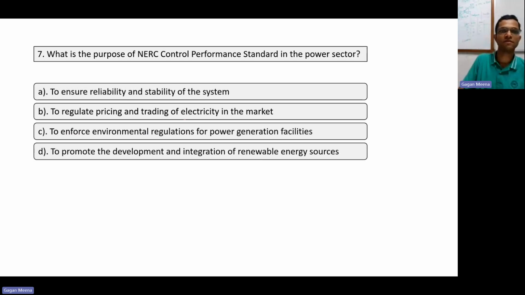Then what is the purpose of NERC? Control performance standard in power sector. To enforce environmental regulation? No. To regulate pricing and trading of electricity in the market, to ensure reliability and stability of the system, to promote development and integration. NERC is the North American Electric Reliability Council. They provide standards for reliability and stability of the system. So A is correct.